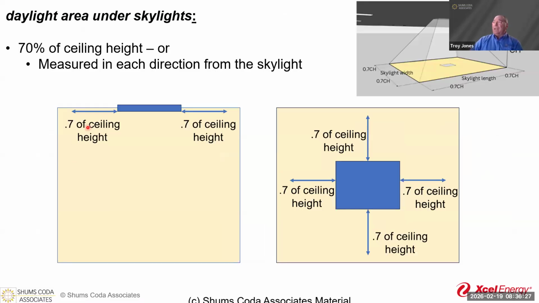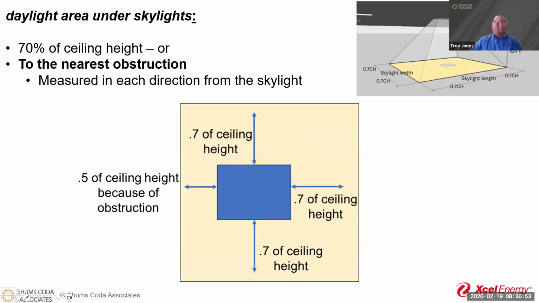So it's 0.7 of the ceiling height for our top lit zones. You can see over here what's going on and how we get that number. It's 70% in each direction from the skylight, and it's perpendicular to the skylight. So if we have an octagonal or a triangular skylight up there, we would take those off of those angles perpendicular to it. The daylight area is 0.5 of the ceiling height because of an obstruction. So we would keep going with what that has happened.